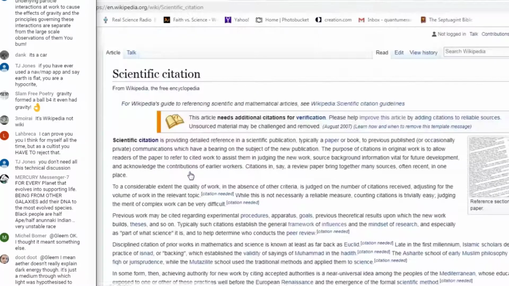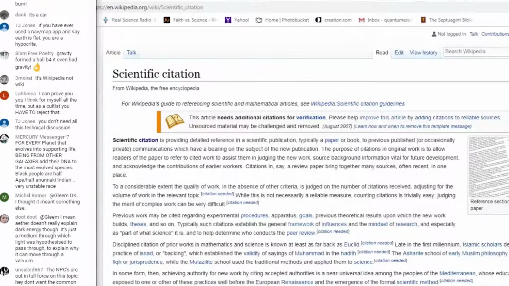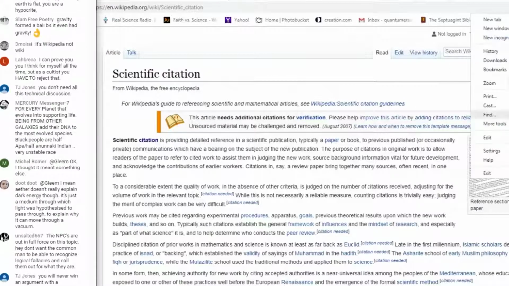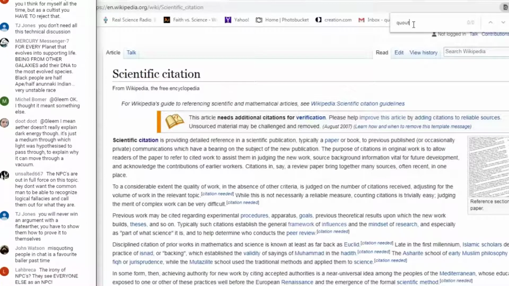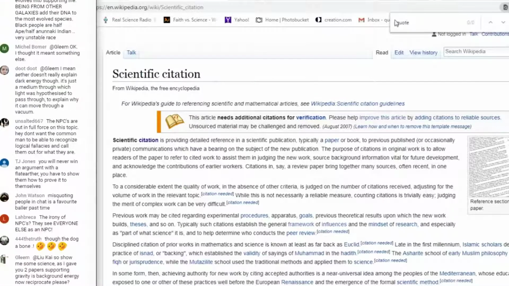Scientific citation. Let's try that same game. Scientific citation from the Globetards alma mater. Let's try our little trick again. Right, quote. Well, misspelled it. Sorry about that. 0 of 0. People. Wonder why that is.